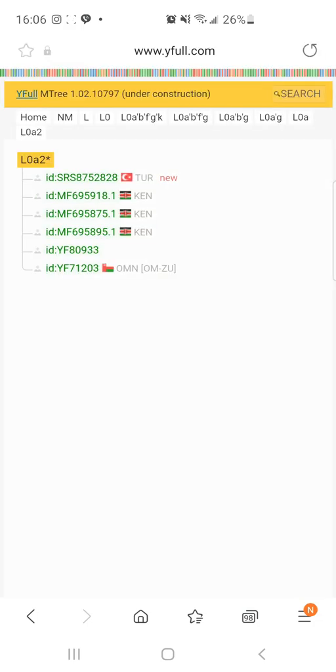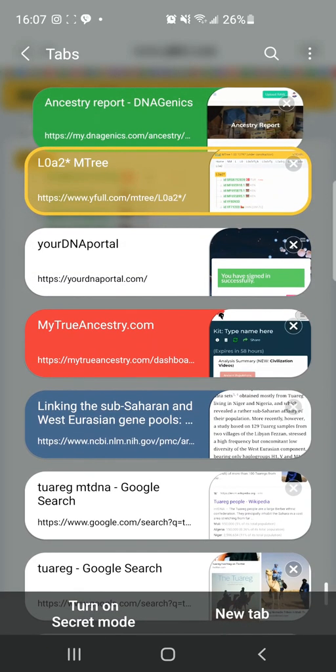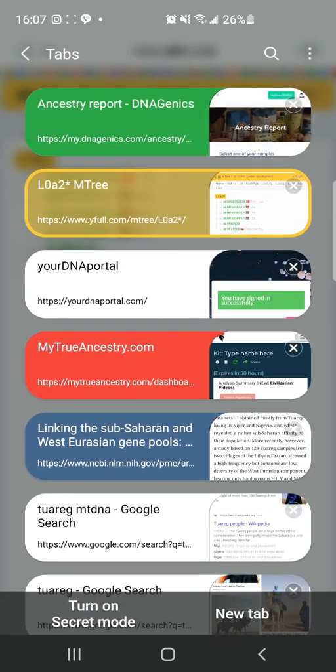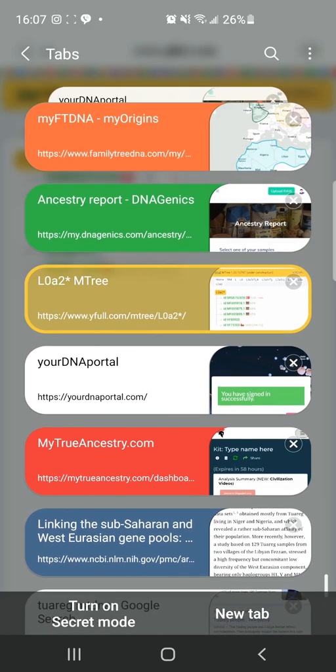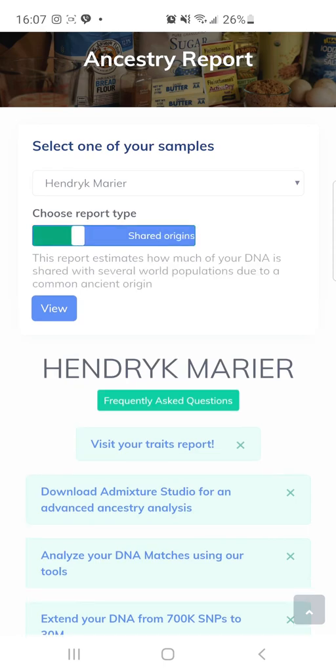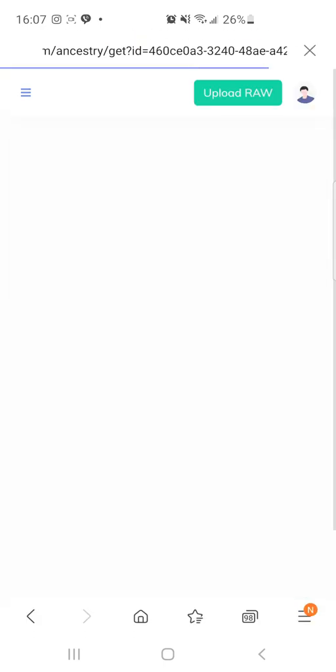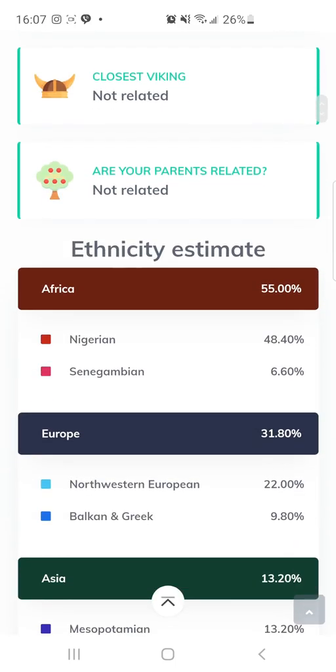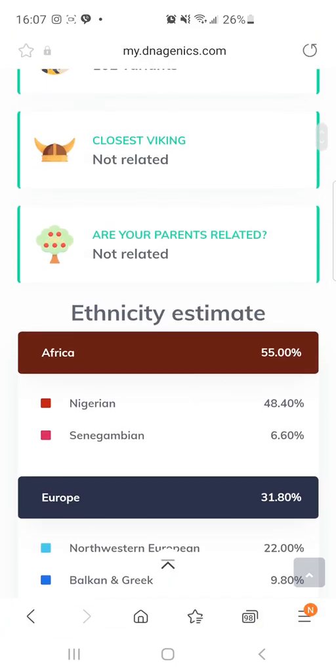My L0a2 also has a connection with Saudi Arabia for a certain reason, which is also connected with the Berber and all of them. So you can see there that you have Turkey, which is brand new Kenya, and Oman, which is a place near Saudi Arabia, near, I think, Yemen. Okay, and then just to prove this, when you go there, you can do recent ancestry or shared ancestry. My recent ancestry has to do with modern day.